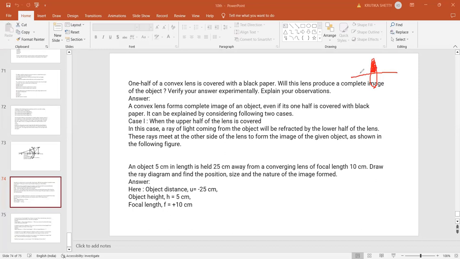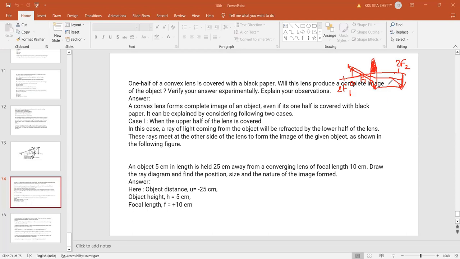I am showing the object between F1 and 2F1. So here my object is there, that is AB is my object. The light ray will hit this and it will go in this direction. Again, the next light ray will hit the bottom face and it will go like this. So actually, the two rays meet at one point, that will be behind the point 2F2. So here the image is formed.